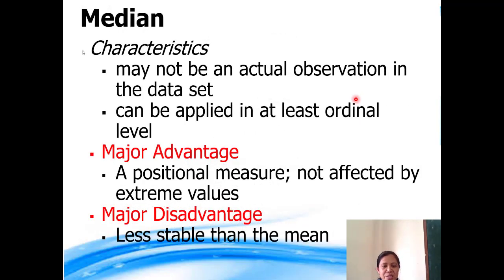Okay, for the characteristics of the median: it may not be an actual observation, meaning we may or may not find the value in the data set. It can be applied at least at the ordinal level. The major advantage is that it is a positional measure and it is not affected by extreme values. And the major disadvantage is that it is less stable than the mean.